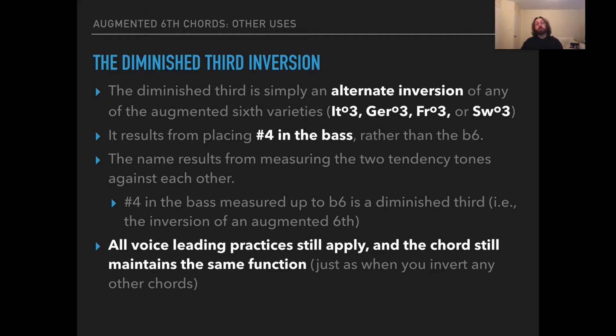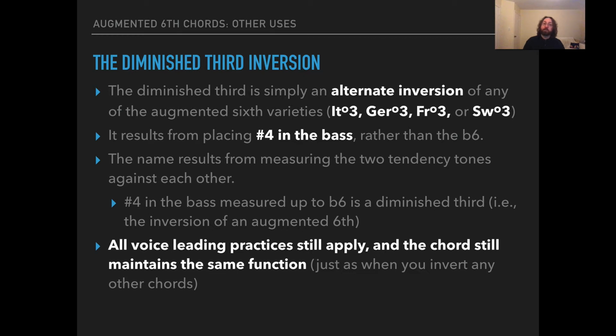The name results from measuring the two tendency tones against each other, just like we did in the augmented sixth version. So in an augmented sixth chord, those two tendency tones spell an augmented sixth. In the case of C minor, A flat up to F sharp. A flat's in the bass, F sharp's in one of the upper voices. But if we switch it around and put the sharp 4 in the bass, the distance between those two tendency tones is no longer an augmented sixth.